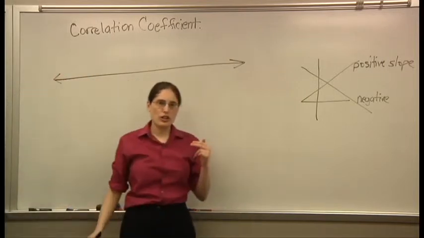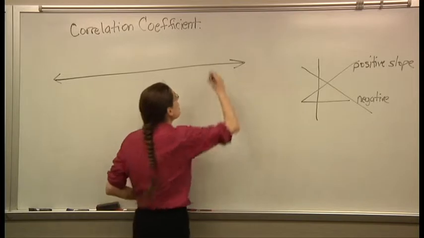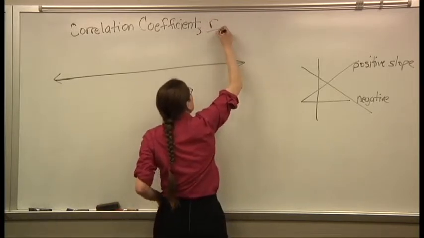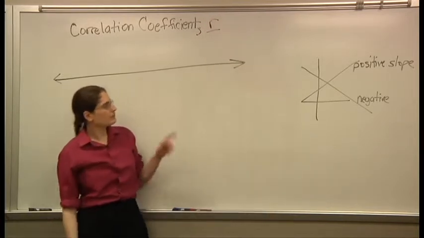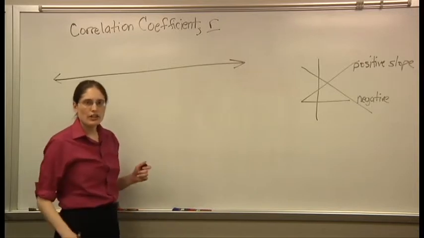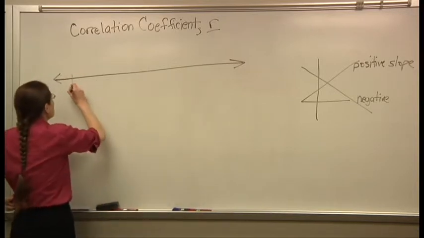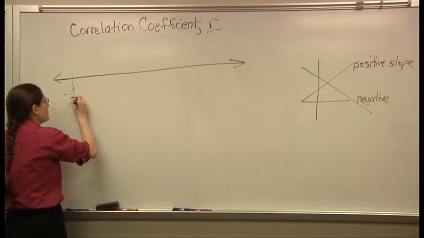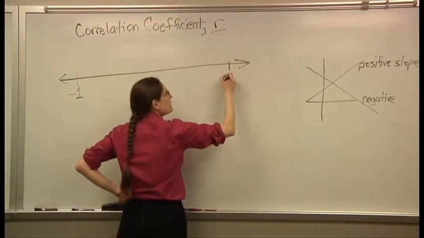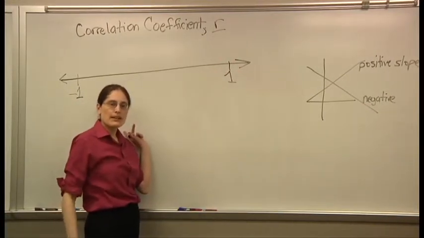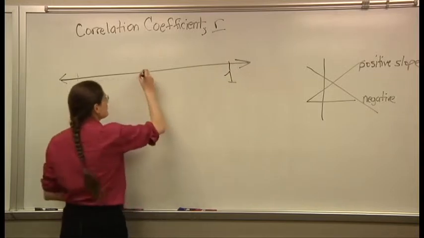The correlation coefficient, we call it the letter R. And R is always a number between -1 and +1.